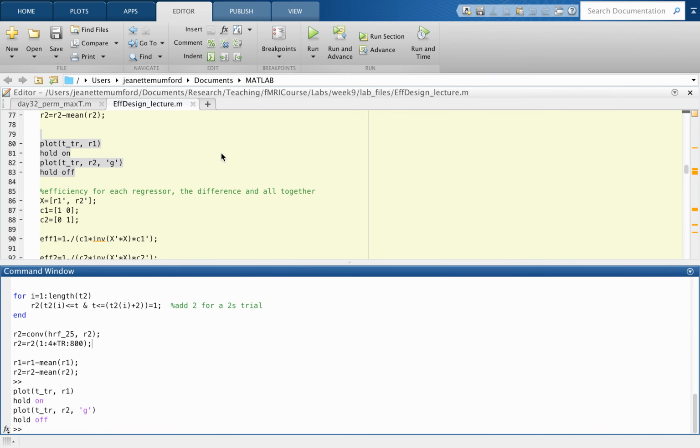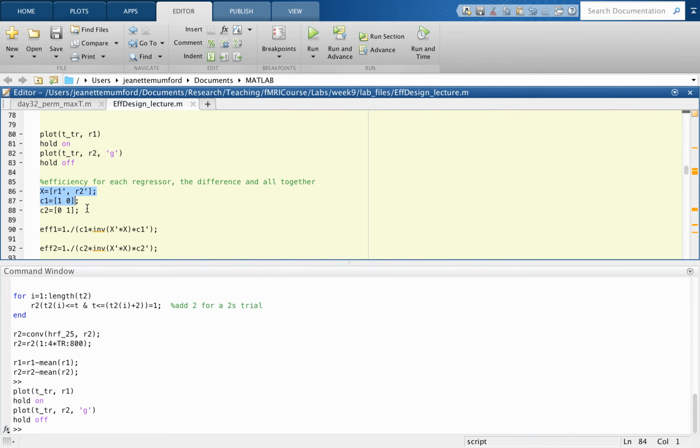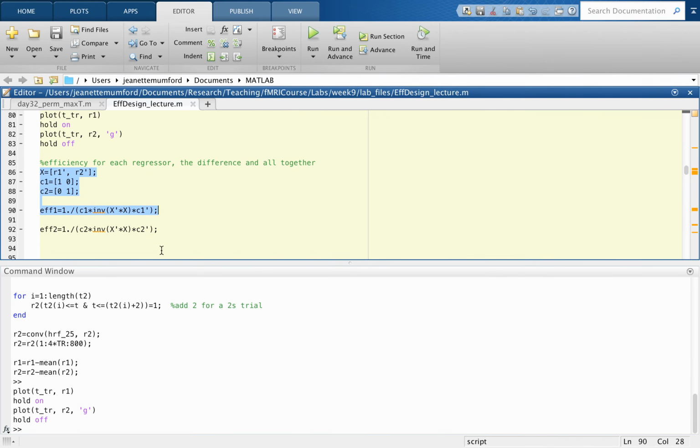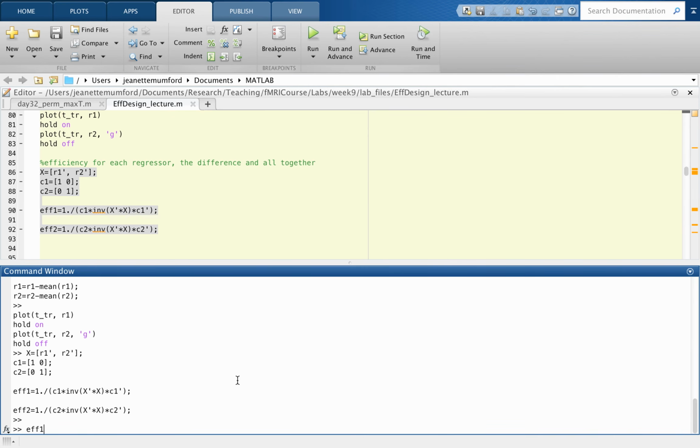Okay, so now if you'll recall, I didn't review the efficiency calculation because I was assuming you watched the video prior to this. All we need is our design matrix and our contrast, and then this equation that's coded up here is the efficiency for the first contrast, which is just the stimulus alone. And then the second one is the contrast that gives me the efficiency for the response regressor. So I'll run those. I'll look at this one right now. The efficiencies are going to be really close. It's around 0.6 approximately.